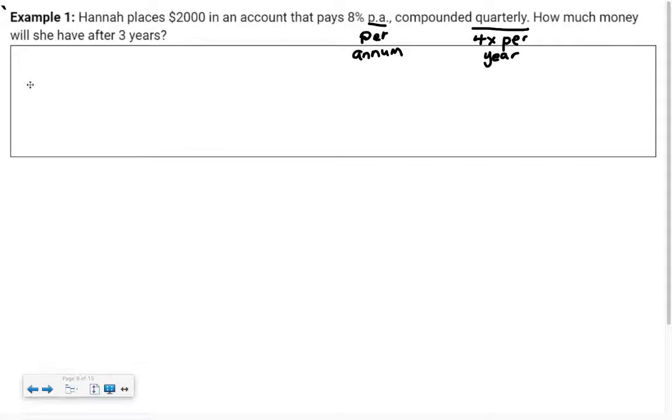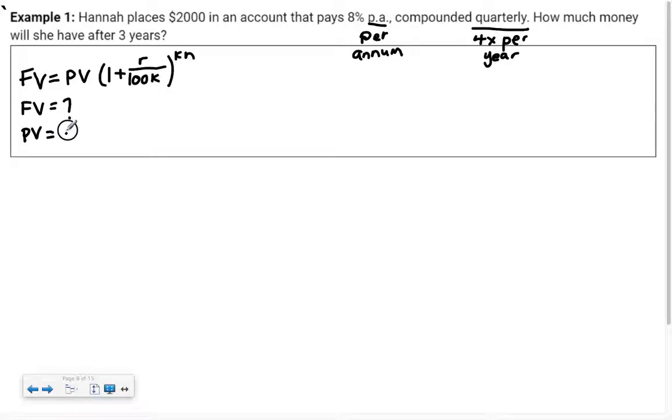So let's set that up using our formula here. FV, future value, equals present value times 1 plus our interest rate divided by 100 times K, the number of compounding periods per year, to the power of K times N, the number of years. So my future value is what I'm looking for. I don't know my future value. I'm looking for the amount of money that she'll have after 3 years. My present value is the amount that she originally invests, so $2,000.